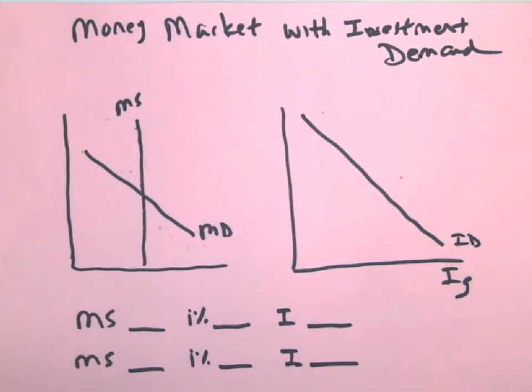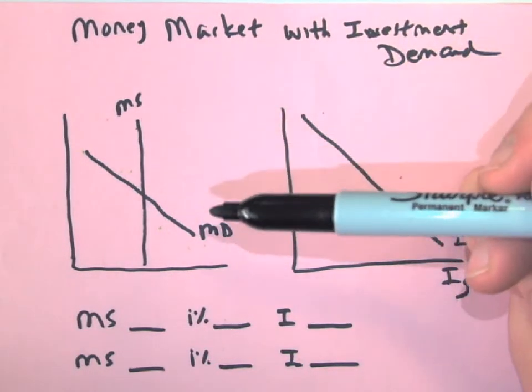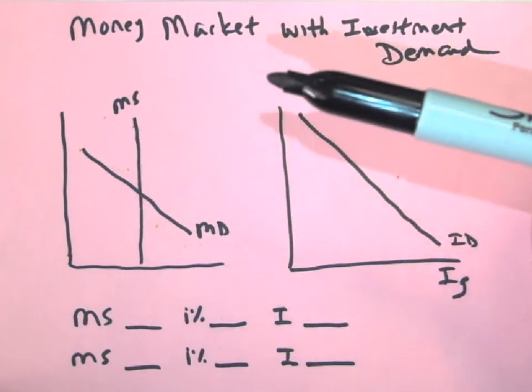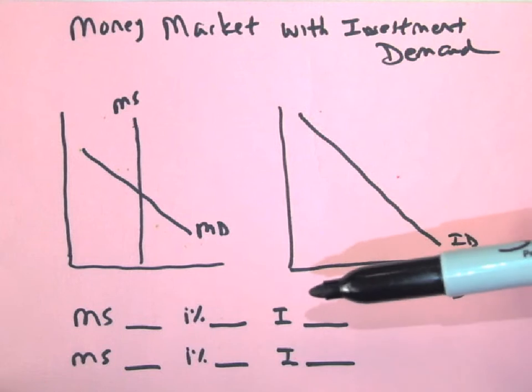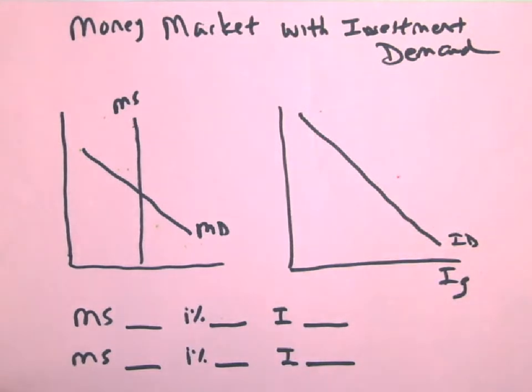But they both had MS at the top, right? Correct. So money supply, money demand. Now we're going to look at how the Federal Reserve making money supply changes will affect the interest rate and investment, based on reflecting off of the investment demand curve.